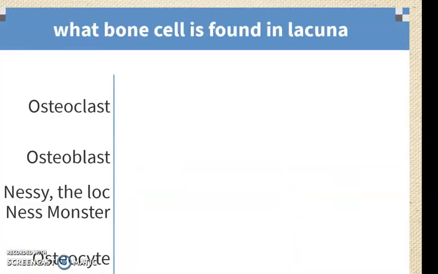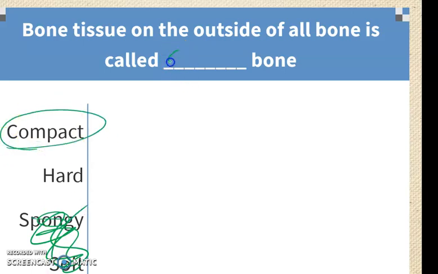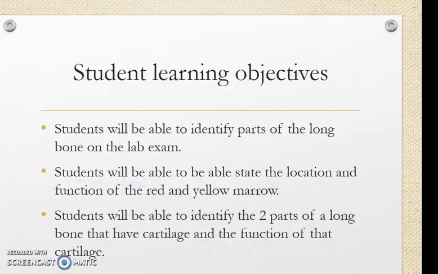So, what bone cell is found in a lacuna? An osteoclast, an osteoblast. Nessie, the Loch Ness Monster? No, that's not it. Osteocyte. Osteocytes and chondroblasts are found in lacunae. Bone tissue outside of all bone is called hard, compact, spongy, or soft. Well, that's hard, so it can't be either of those. It's compact. And again, when you see fill in the blank, just write the answer in. I know you can't see the green.